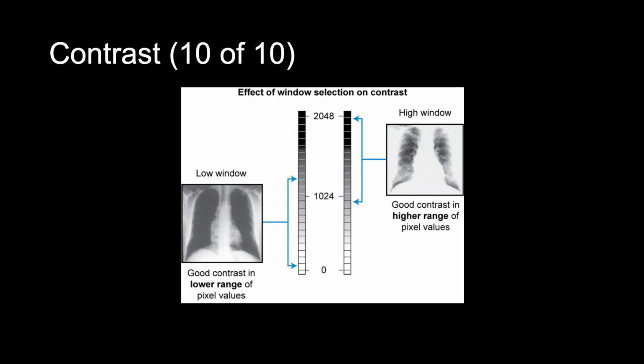Changing the window level for a chest x-ray varies the visibility of the anatomic detail or the contrast for both low and high density areas. If you look at this picture here, the chest x-ray to the left has good contrast in a lower range of pixel values. This is the low window. The x-ray to the right is the high window. This has good contrast in a higher range of pixel values.